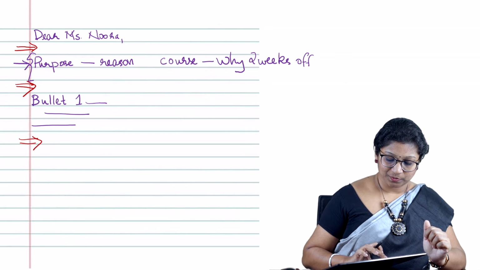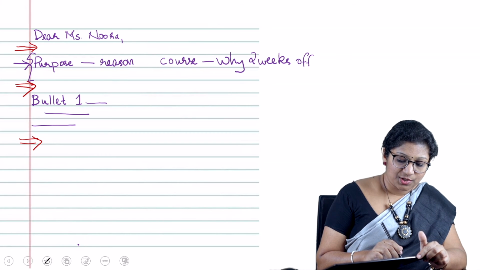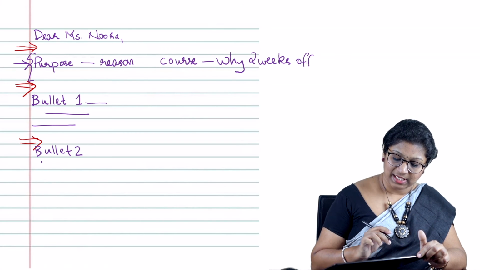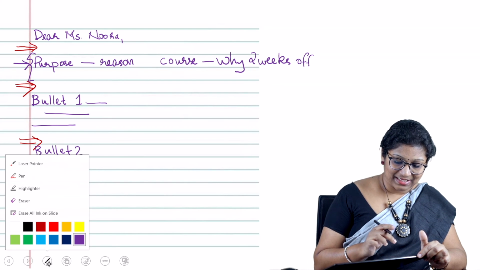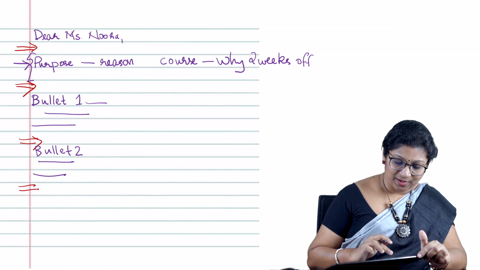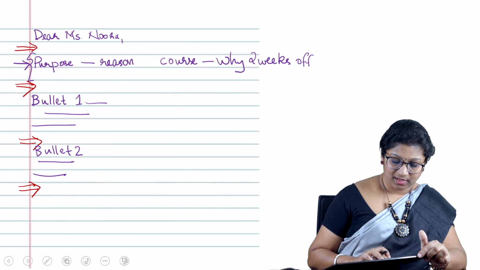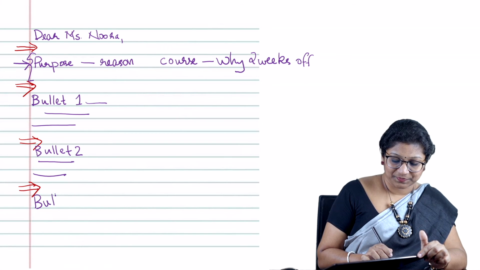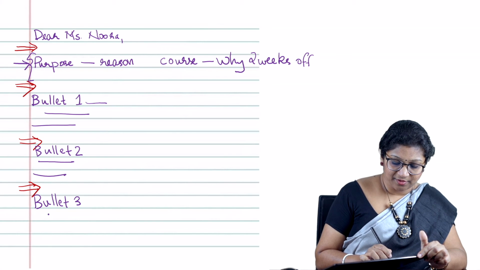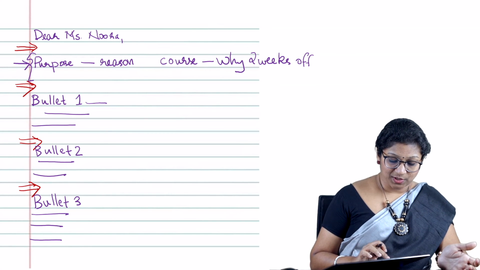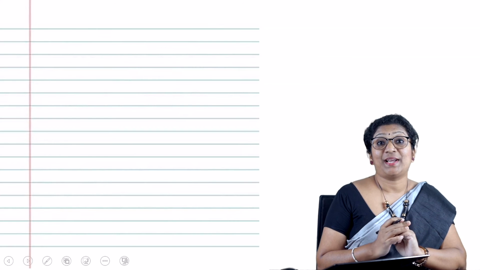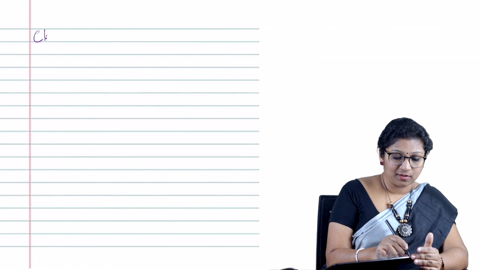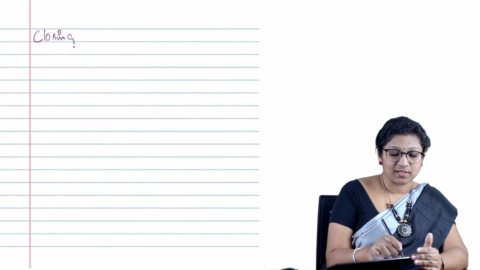Then you go on to your second bullet. So then you write your bullet number 2, some sentences again, and then we leave a line blank, and then we go on to bullet number 3. Okay, again a few sentences. So it takes me to the next page. Then what do I write? I have to close the letter. So I write my closing remarks.